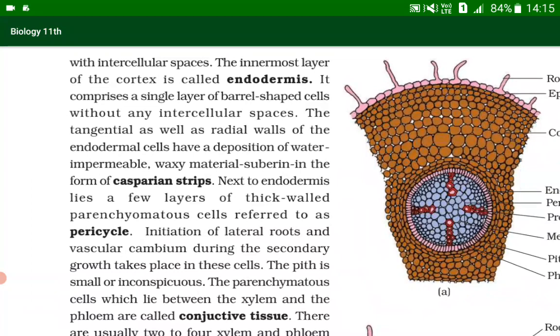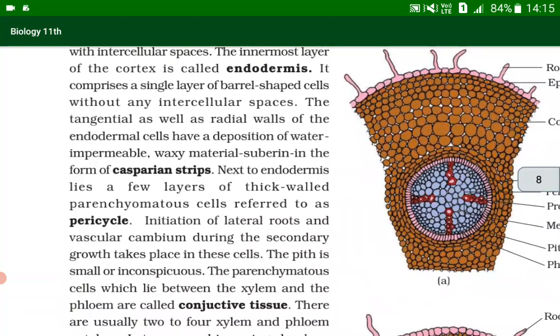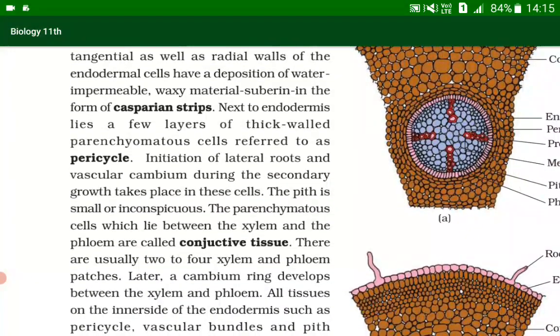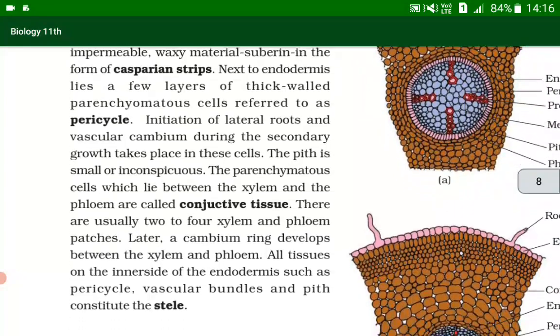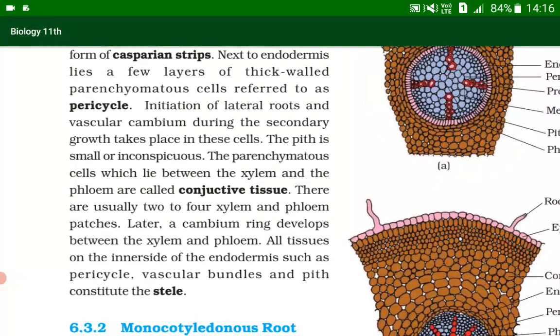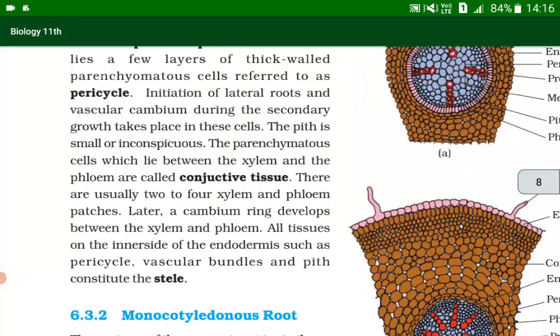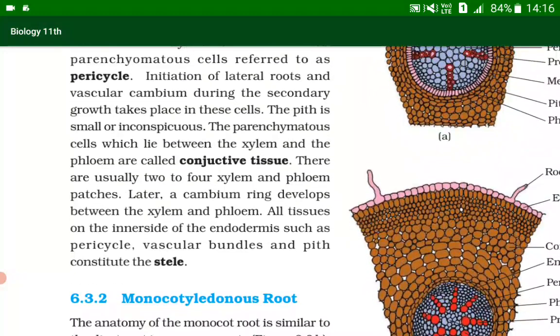Next to the endodermis lie a few layers of thick-walled parenchymatous cells referred to as pericycle. Initiation of lateral roots and the vascular cambium during secondary growth takes place in these cells. The pith is small or inconspicuous. The parenchymatous cells which lie between the xylem and the phloem are called conjunctive tissue. There are usually 2 to 4 xylem and phloem patches. Later a cambium ring develops between the xylem and the phloem. All tissues on the inner side of the endodermis, such as pericycle, vascular bundles and the pith, constitute the stele.